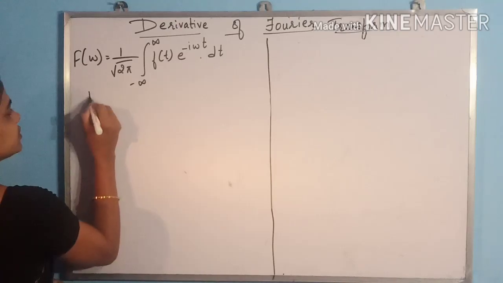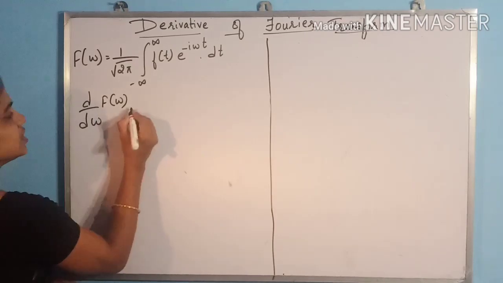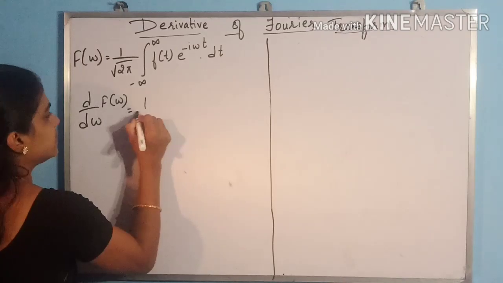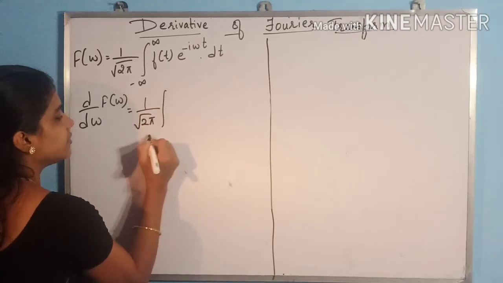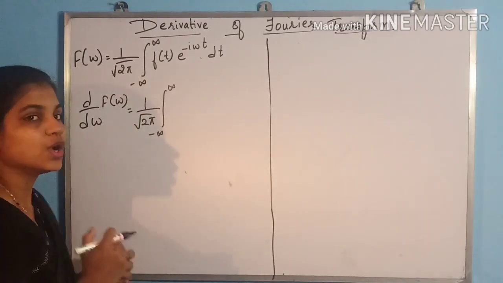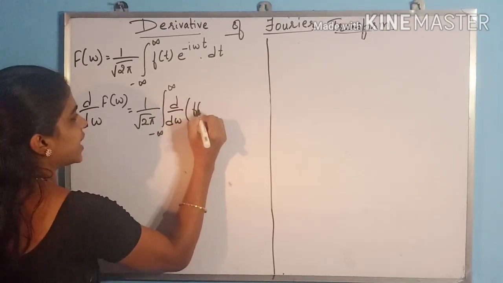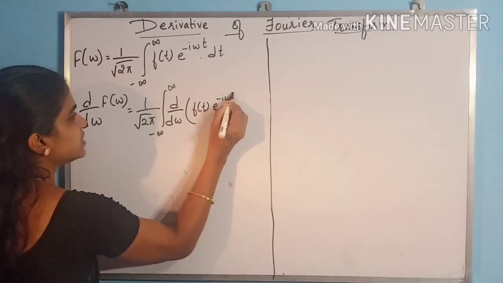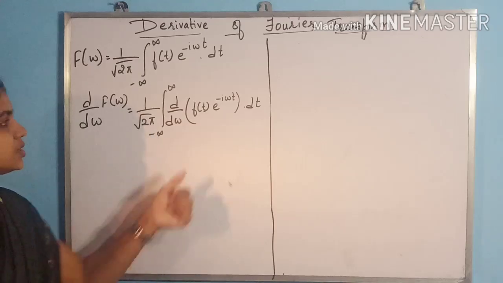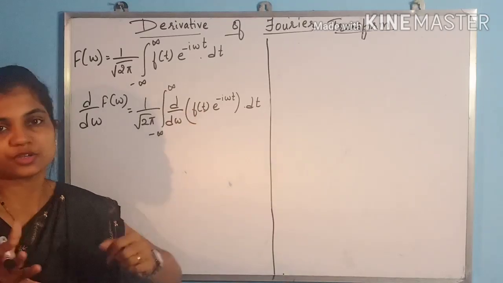So we have the differentiation of F(omega) with respect to omega. This is equal to, now 1 by root 2 pi is a constant, so we are going to keep it like that, okay? And we take the integration from minus infinity to plus infinity, and then we put the differentiation here, that is d by d omega of f(t) e to the power minus i omega t into dt, right? So now we are differentiating with respect to omega, so t is going to remain a constant.